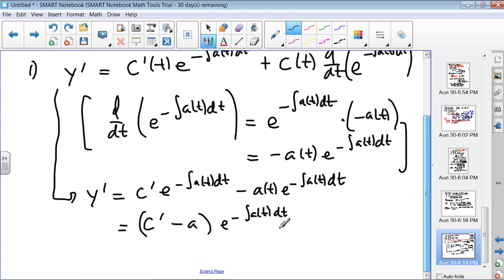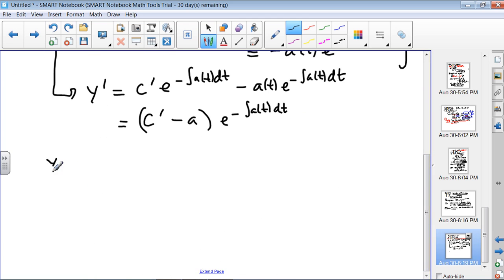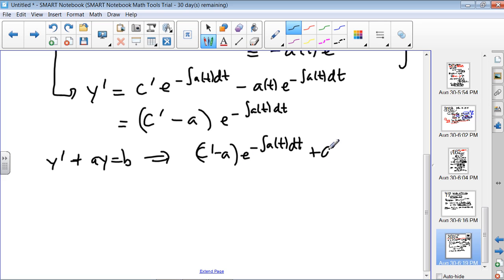Okay. All right, so y prime plus ay equals b. This yields our term right here. Plus a times y, and y was exactly our c e to the minus this. All of that equals b of t. Okay. All right, so at this time, we want to see if we can make any simplifications.